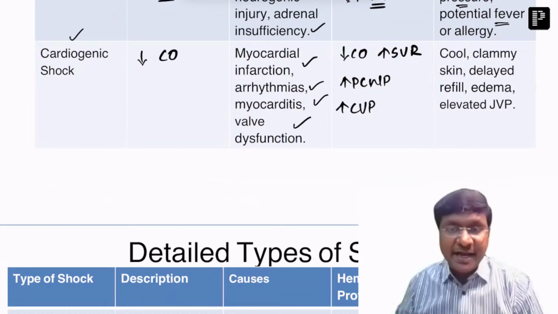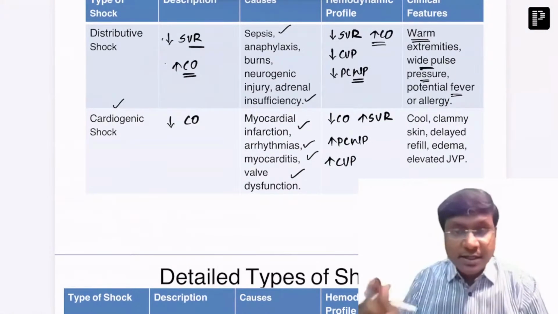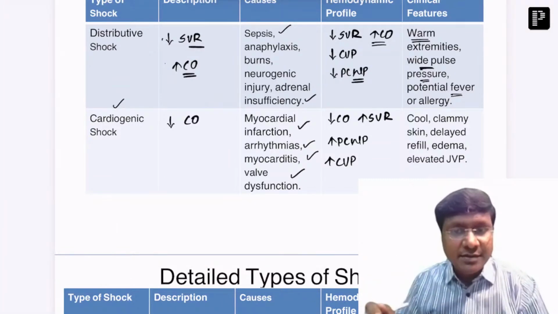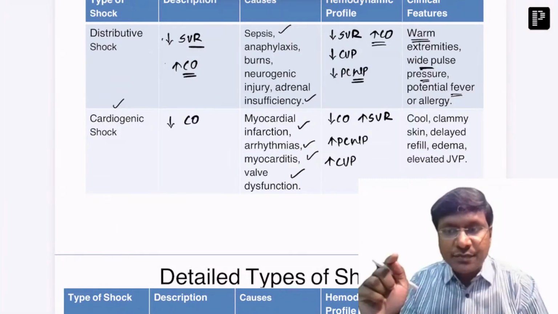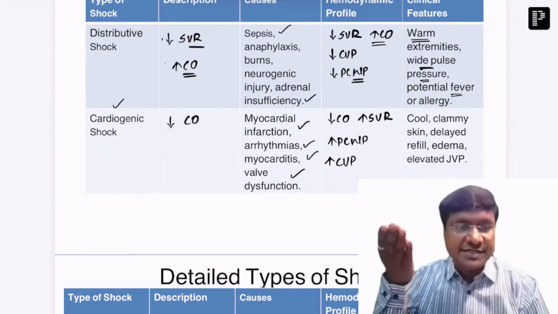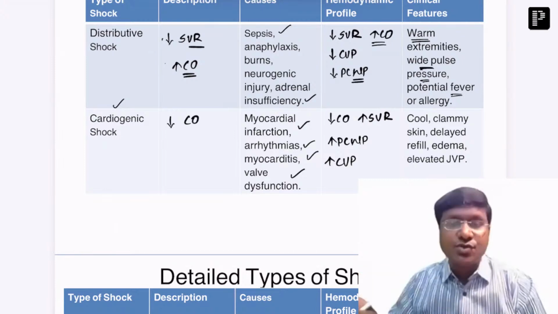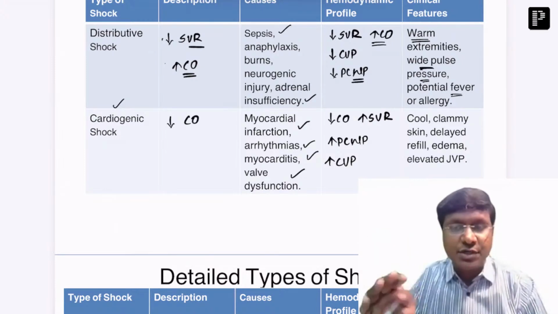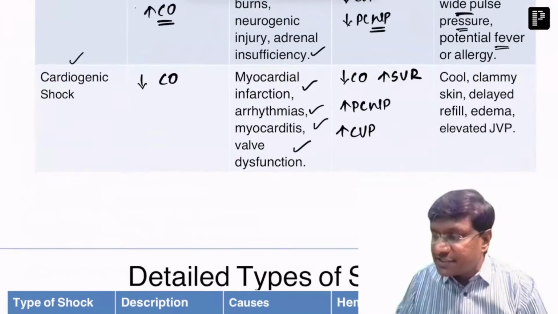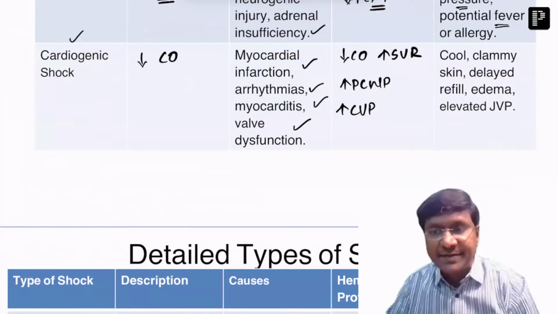Now, you see these parameters, whatever we have discussed in the distributive shock are exactly opposite to what we see in the cardiogenic shock. In distributive shock, systemic vascular resistance is reduced. In cardiogenic shock, systemic vascular resistance is increased. And the remaining parameters you check, everything is opposite. So distributive shock and cardiogenic shock, the hemodynamic profile is completely opposite. And even the clinical presentation, if you observe, in distributive shock, what did I tell you? They'll have warm extremities and wide pulse pressure.